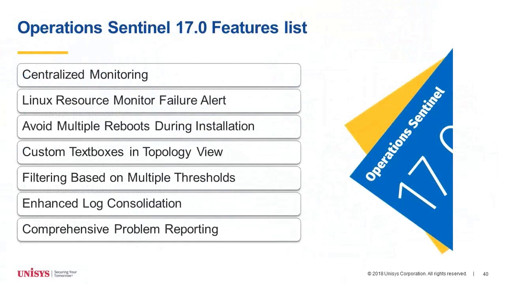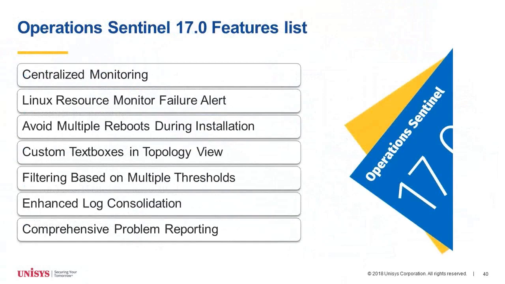Let us look at all the features that are going into Operation Sentinel 17 release. As I said, I'll cover the centralized monitoring in the next slide. Linux resource monitor failure alert is an important feature of this release. Prior to this release, if the ULRM agent stops, the user would not be notified about it. But with this release, an alert is generated which states that the agent connection is down. This alert is generated with a description of why it could be down, which is quite helpful. The alert disappears once the agent is up. This also helps in differentiating between the ULRM being installed and not running versus ULRM not being installed at all.